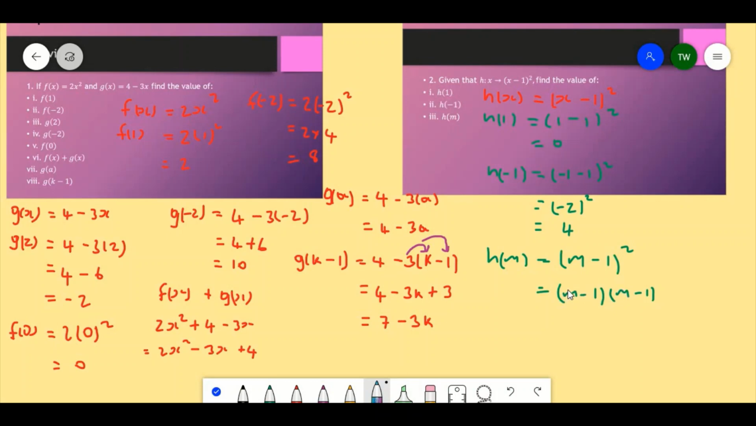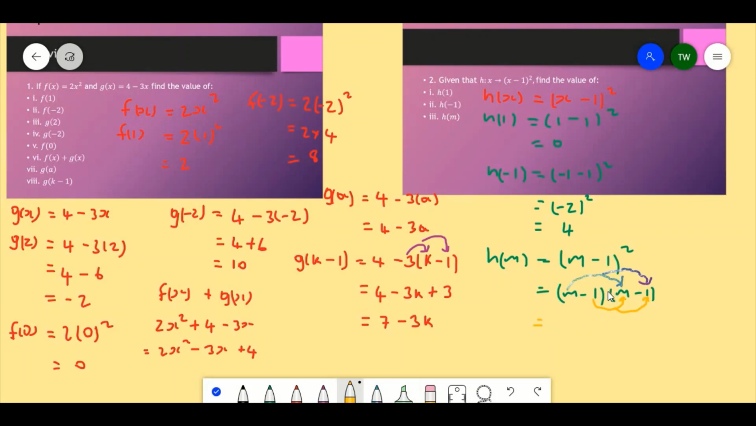So we're going to take m to multiply the first term here, and then we're going to take m to multiply the second term. We're also going to, we have to treat this 1 as negative 1, so we're going to take negative 1 to multiply m, and then we're going to take negative 1 to multiply negative 1. Alright, so let's do that.